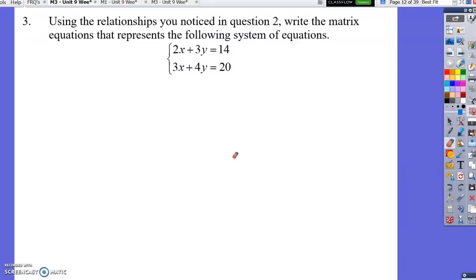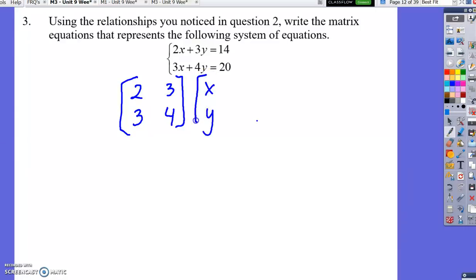Using the relationships, let's go ahead and write down this matrix equation. So what's going to happen? Well, the coefficients are going to be peeled off and become a matrix. And then 2 and 3 need to be multiplied by x and y. So x and y like that. And since I'm multiplying a 2 by 2 matrix by a 2 by 1 matrix, I'm going to get a 2 by 1 matrix over here, which will be 14 and 20.